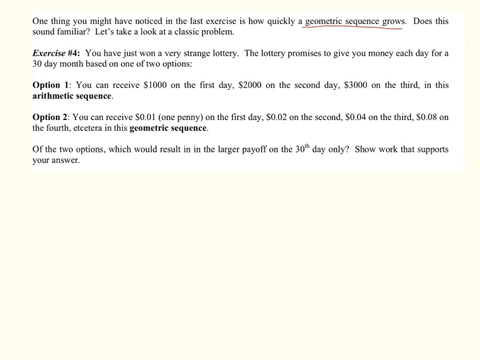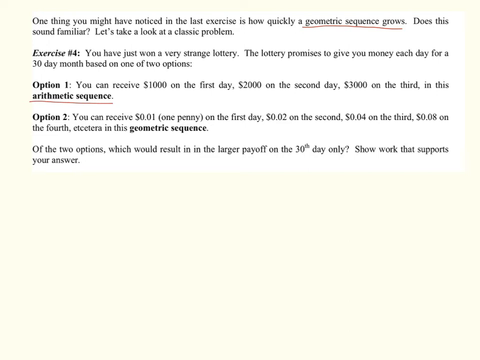Exercise number 4. You have just won a very strange lottery. The lottery promises to give you money each day for a 30-day month based on 2 options. Option number 1, you can receive $1,000 on the first day, $2,000 on the second day, $3,000 on the third day. This is an arithmetic sequence. So what am I doing each day? I'm adding 1 day, right?